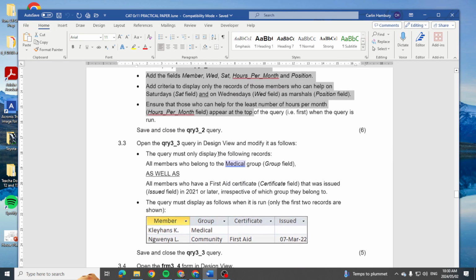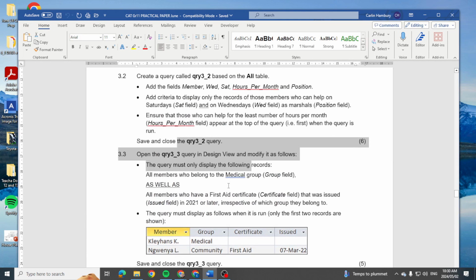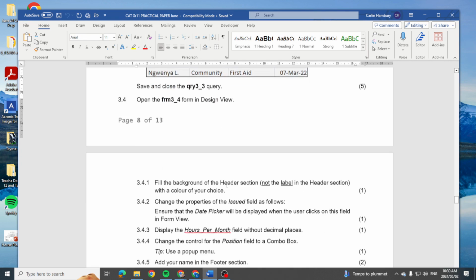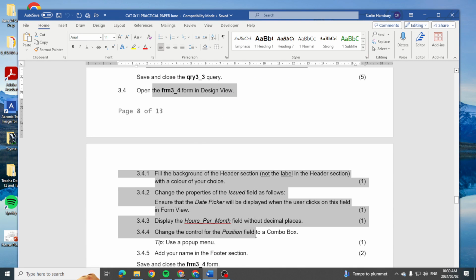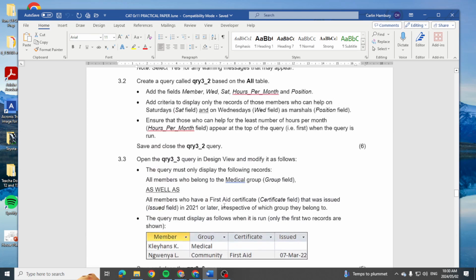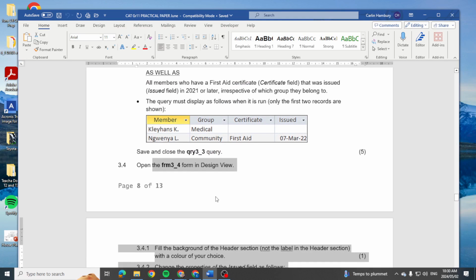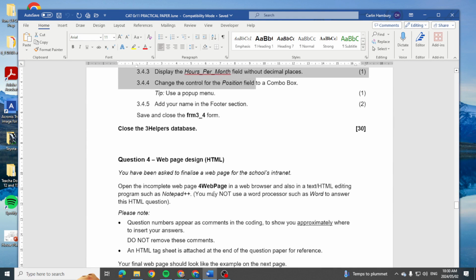Creating queries. You can see here two queries you needed to create. You needed to be able to create a form as well. And that was it for Access. Please, when it comes to your forms and queries, just use the wizard. Use the wizard to create a form and query. Most of what you need to do is in that wizard anyway.